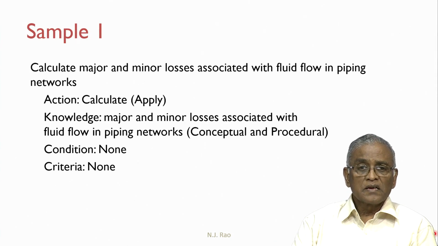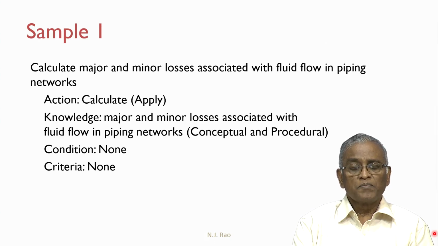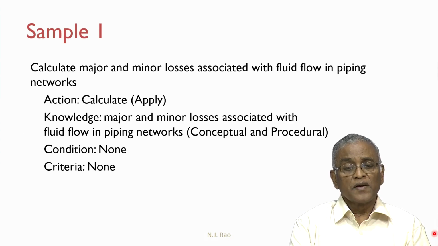Sample: calculate major and minor losses associated with fluid flow in piping networks. That is a CO statement. If you look at the elements in this, action is related to calculate. It belongs to the cognitive process apply. And knowledge is major and minor losses associated with fluid flow in piping networks. Here you are computing, so there is procedural knowledge and there are concepts in that. So, it is both conceptual and procedural knowledge, and we have not put any conditions, we have not put any criteria.